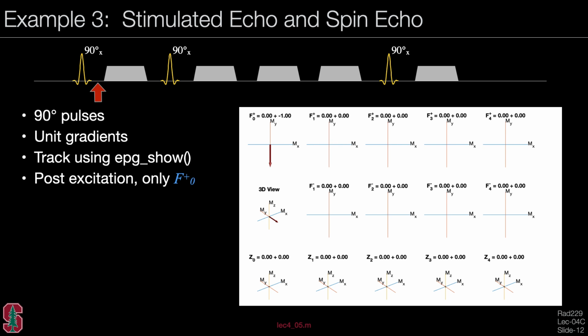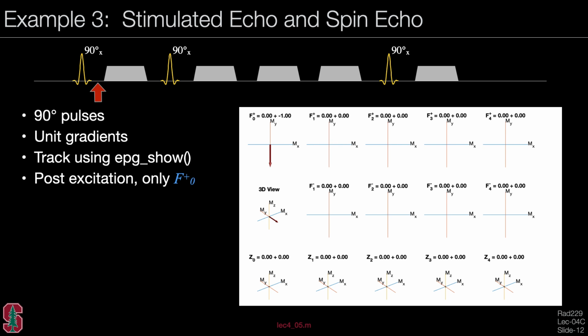So we excite with a 90-degree pulse. We're going to play unit gradients that are shown here, and we're going to track this using a Matlab function, EPG_show. And right after the excitation, we only have the F plus state. Now this is a great example of don't worry about the phase of the magnetization. Here it's along minus My, but this really doesn't matter for this example. In fact, you would generate a stimulated echo regardless of the phases here, although the amplitude might change.